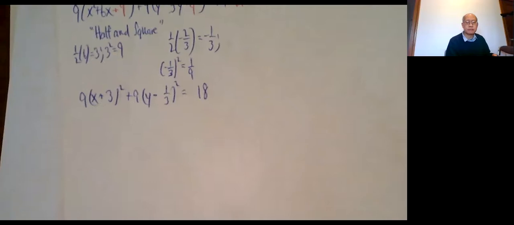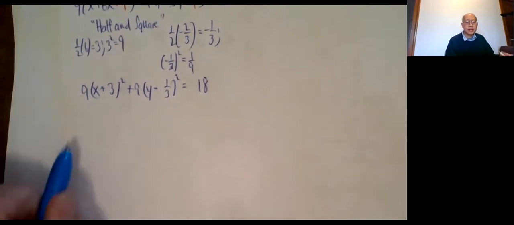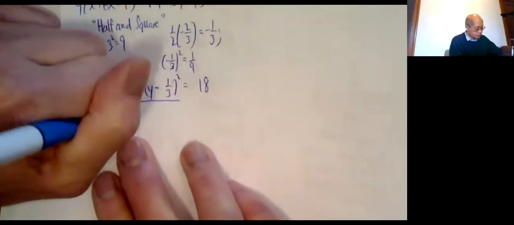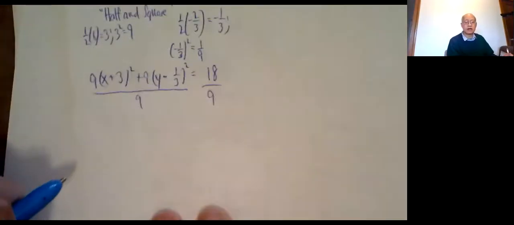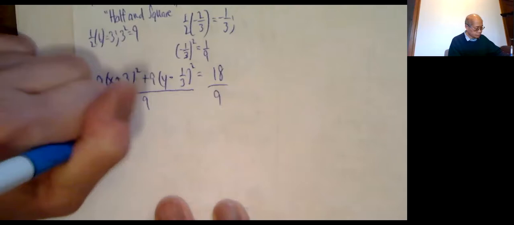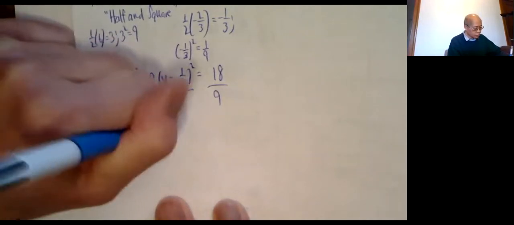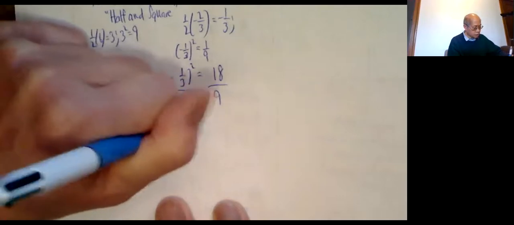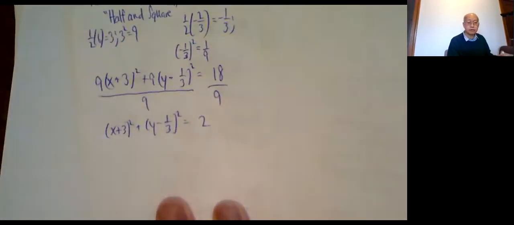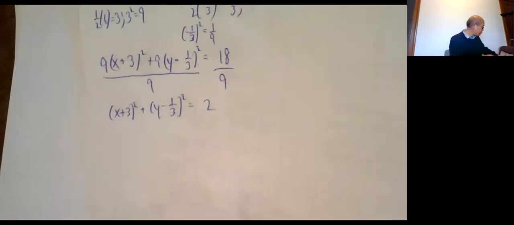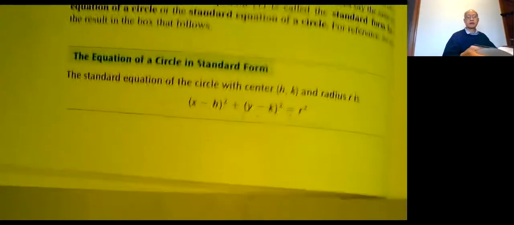Okay, we're getting there. Last thing is get rid of the 9 by dividing out the 9. So divide 9, divide 9. x plus 3 squared plus y minus 1/3 squared equals 2. So it's definitely a much harder problem. So finally, I got the equation to look like that.